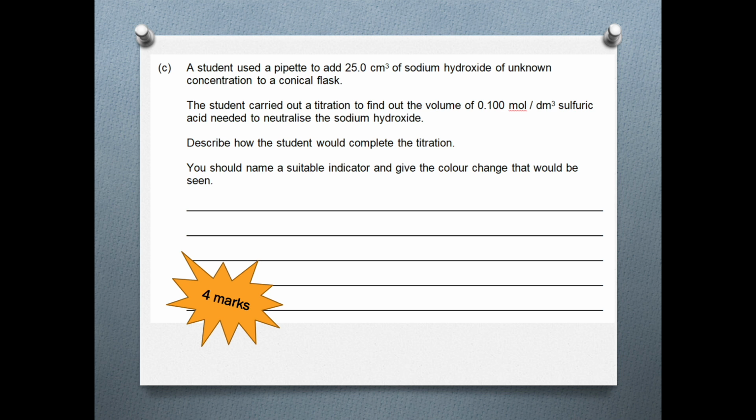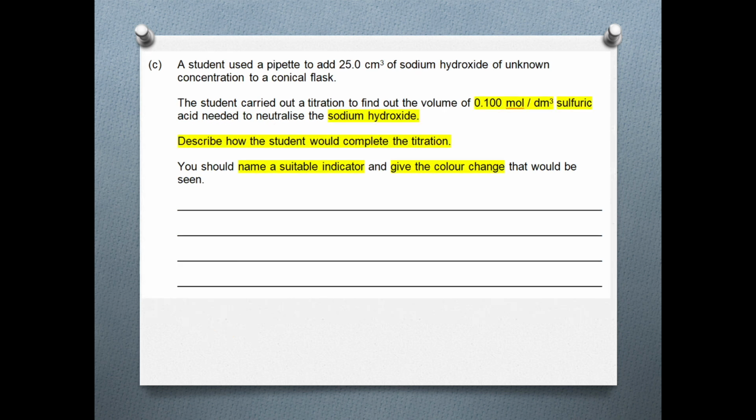Now, when you get a question like this, please remember rule number 1: start highlighting or underlining the key points. In a question like this, you've got values for a reason, so every single time you see a value, underline it. Also, you must look at the key terminology they're using here. Describe how the student will complete the titration. So you're going to talk about each step, and within that you need to include a suitable indicator and give the colour change. They're giving you instructions on how you should display your answer.